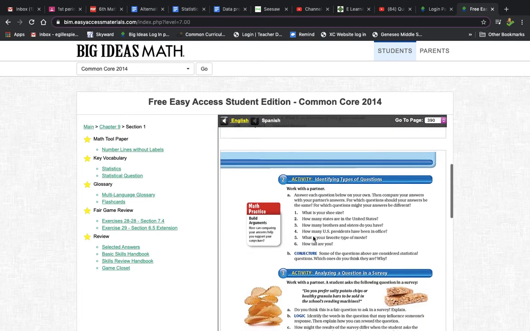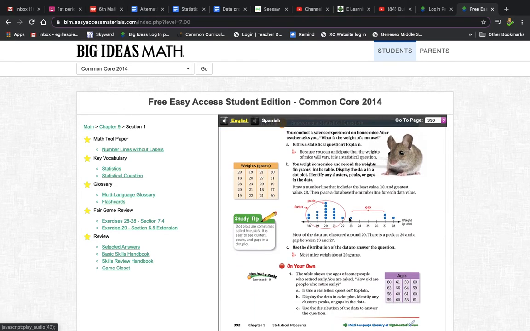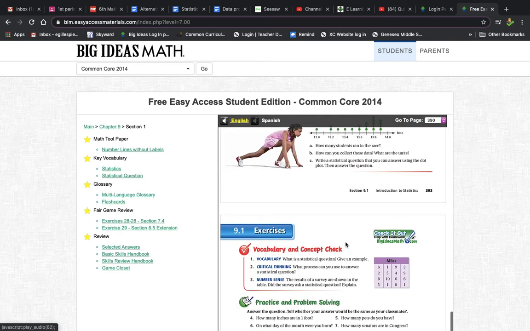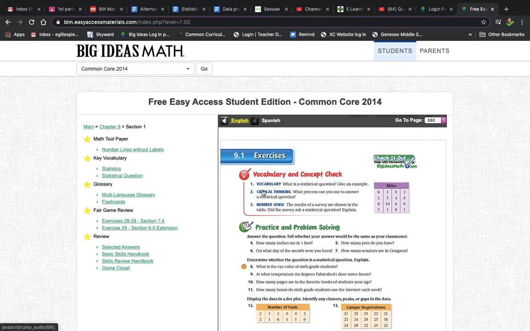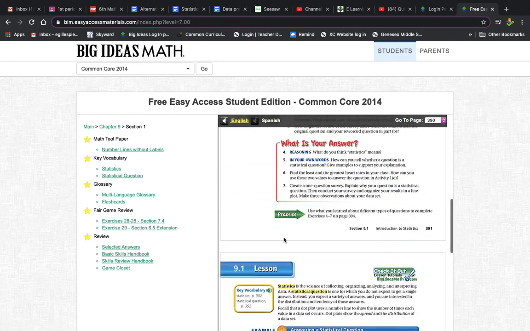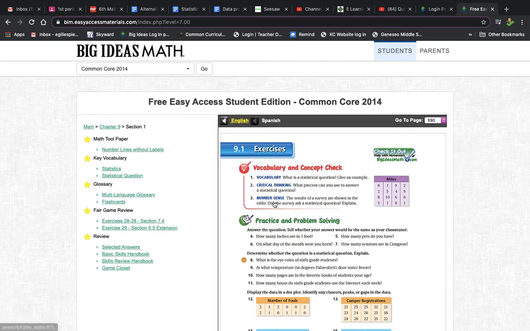So if I keep scrolling here, this is what you're looking for in each section, reading over the lesson, okay? It's going to give you definitions, it's going to give you examples and show you how to make a dot plot. For example, for 9.1, how to read a dot plot, how to identify those peaks and clusters and gaps. And then here's those actual homework problems that you would do, okay? So the lesson and the exercises are the things that you care about, okay? Not those activities at the beginning of each section. So 9.1, 9.2, 10.4.